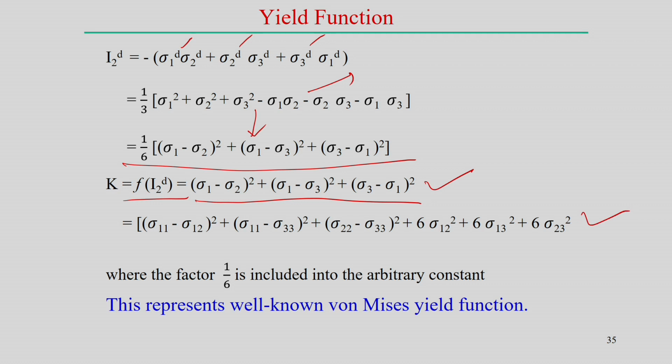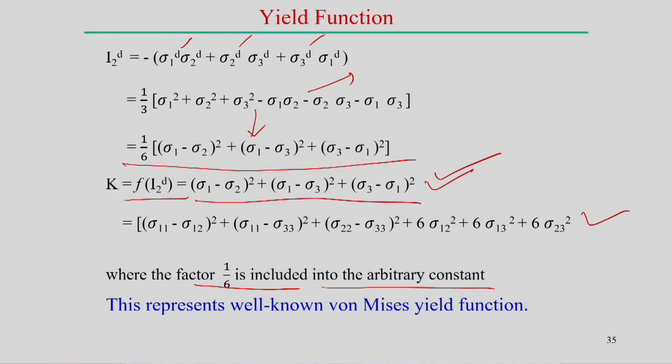So, therefore, we can see that factor k has this functional form, but the factor 1/6 is included in the arbitrary constant. We just maintain the constant, but the functional form is this one. This functional form actually represents the well-known von Mises yield function, one of the most widely used in plasticity models, and we can see how this functional form develops by assuming several functions.